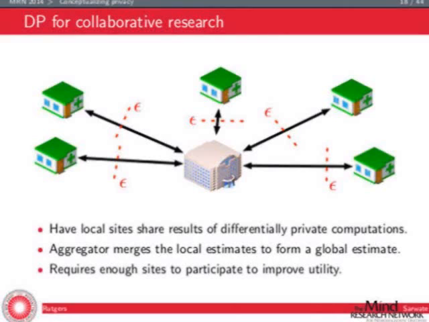And of course, this is going to require enough sites to participate in the system, because everybody's providing a slightly lousier estimate about their local data. And the hope is you have enough sites to average out the lousiness, the noise from the local sites, to improve the overall inference. And so we'll see a surprising example of how well that can work.